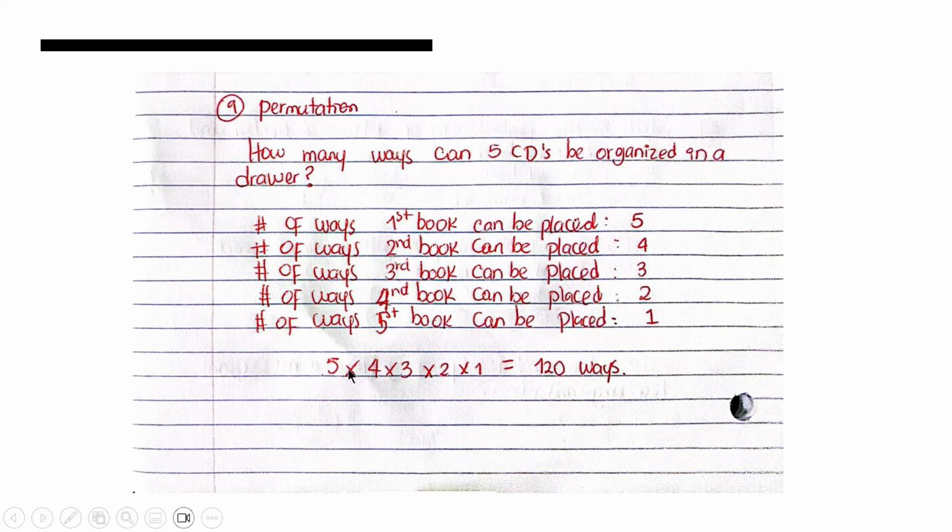So what I did in here was to multiply the numbers that we have, 5 times 4 times 3 times 2 times 1. This is equal to 120 ways to be organized in a drawer.